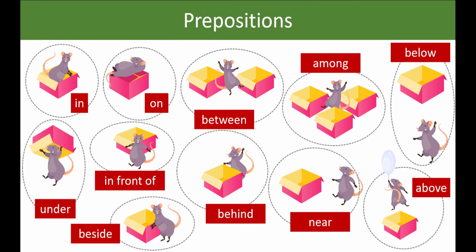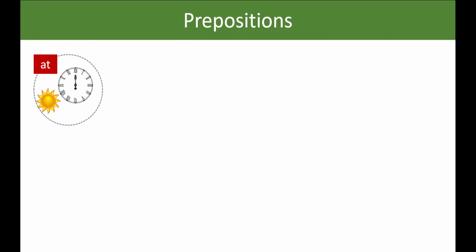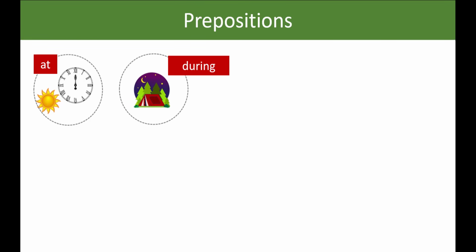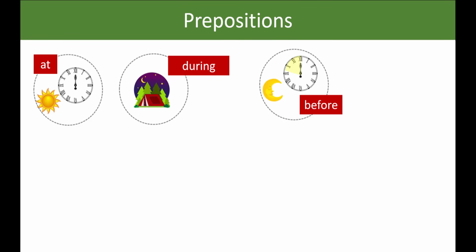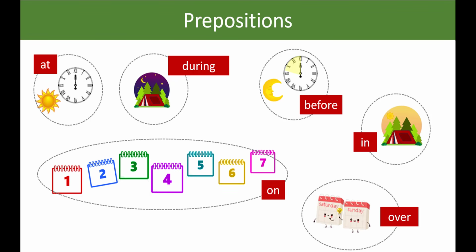Prepositions are also useful for telling us when things are. Look at these examples. At midday, during the night, before midnight, in the morning, over the weekend, on Saturdays. Now, prepositions can do other things as well. For example, they can tell us about ownership. We have a whole lesson on prepositions.